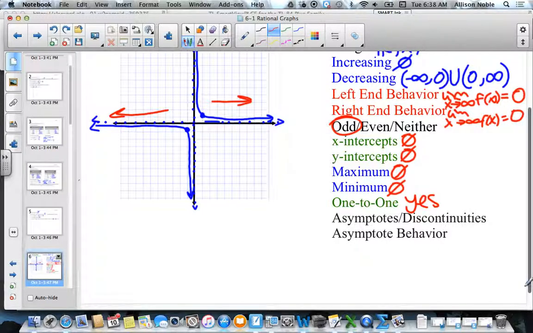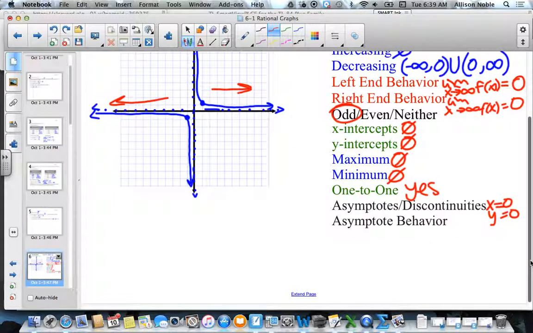And then here's where we get into these asymptotes and discontinuities. So we have an asymptote or discontinuity on the line x equals 0 and on the line y equals 0. Those are both of our asymptotes. And the asymptote behavior, which is not the end behavior, but what's happening at those asymptotes, is as follows. We would have the limit as x approaches 0 from the right. As we're approaching 0 from the right, that would be us coming right here.